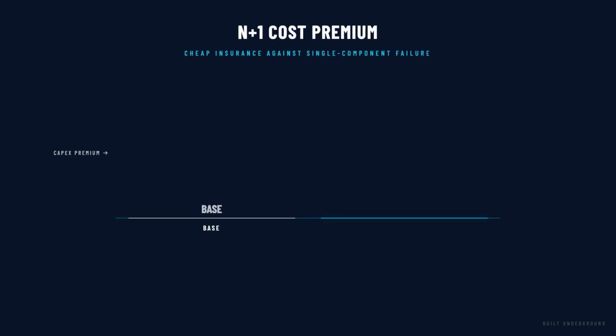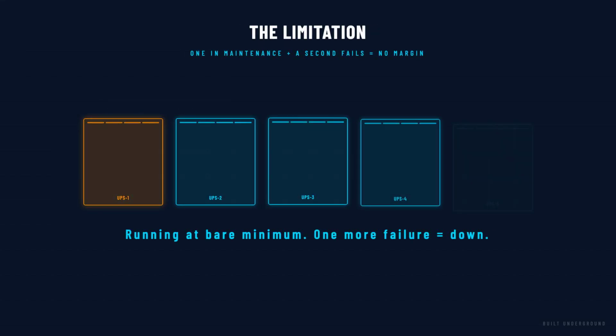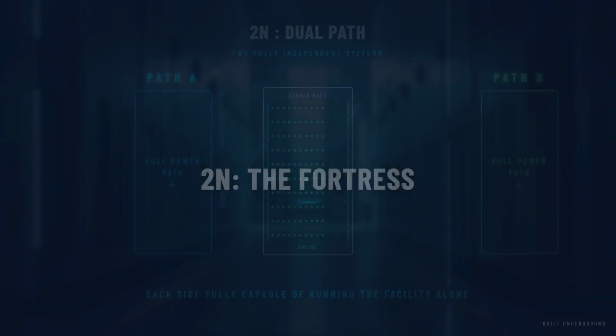But it has a limitation. If 2 components fail simultaneously, or if one fails while another is being maintained, the facility loses its redundancy margin. One more failure after that, and the servers are at risk. For many enterprise applications, N+1 is sufficient. For mission-critical infrastructure where any downtime has catastrophic financial consequences, it is not enough.